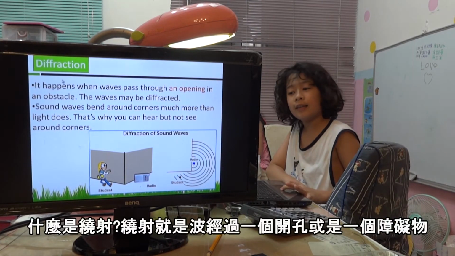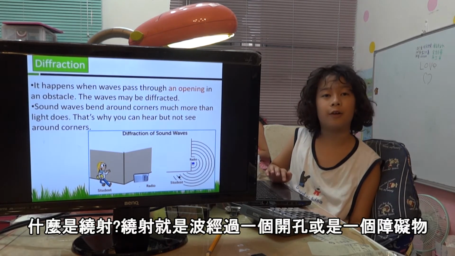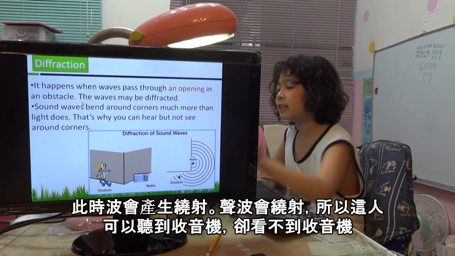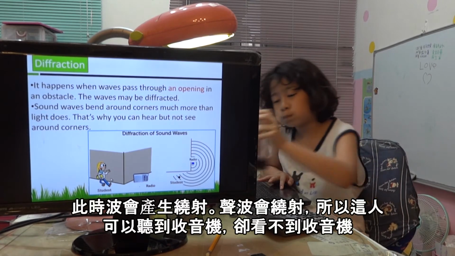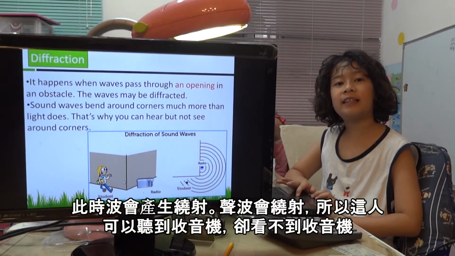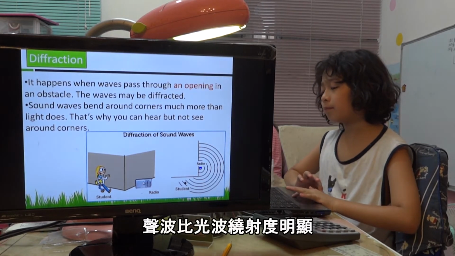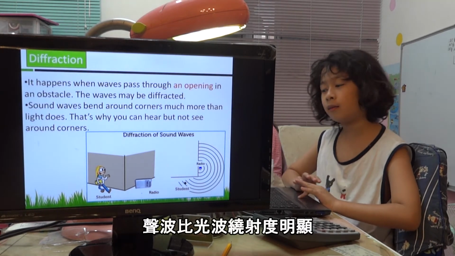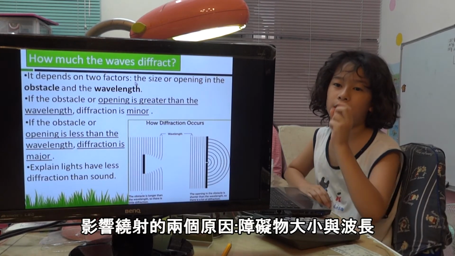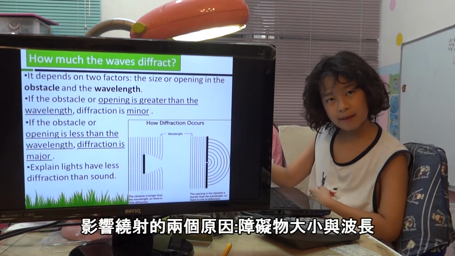Diffraction. What is diffraction? Diffraction happens when a wave passes through an opening or obstacle, and then the wave may diffract, or bend. Sound waves, for example: a student can hear the radio but can't see the radio. Why? Because sound has more chance to diffract than light does. Now, how much does the wave diffract? It depends on two factors: the size of the opening or obstacle and the wavelength.